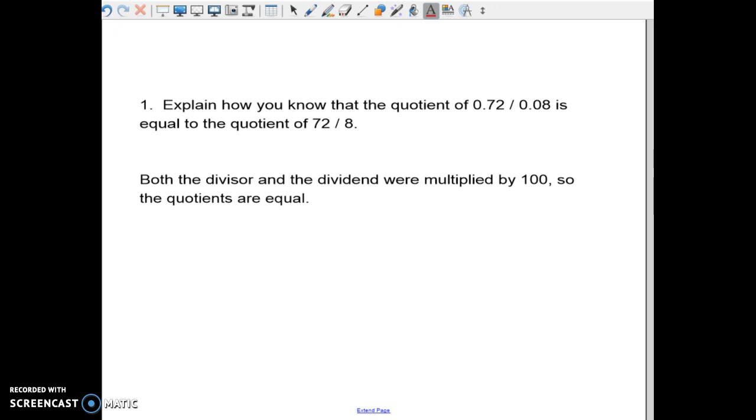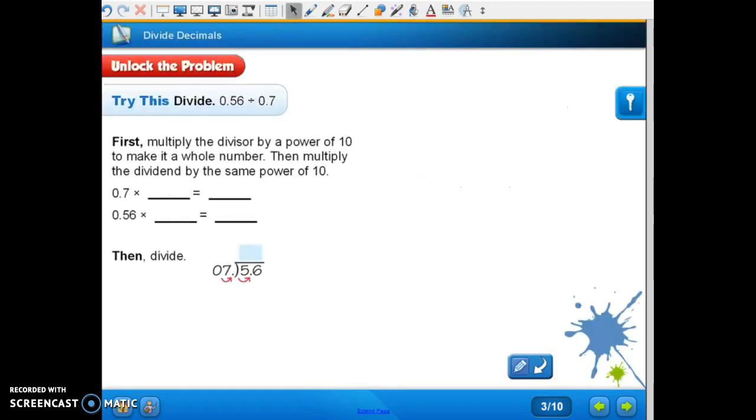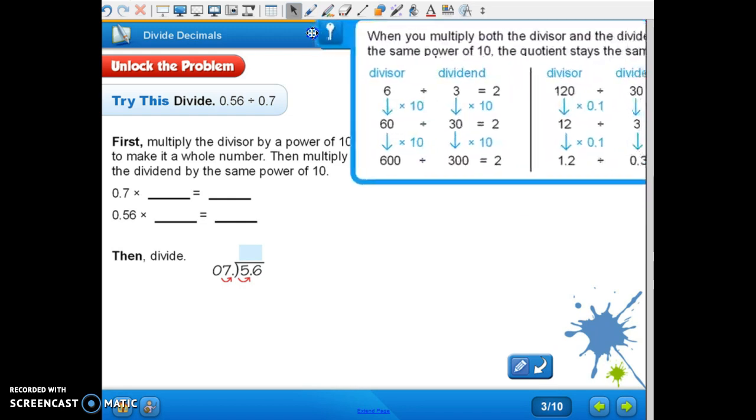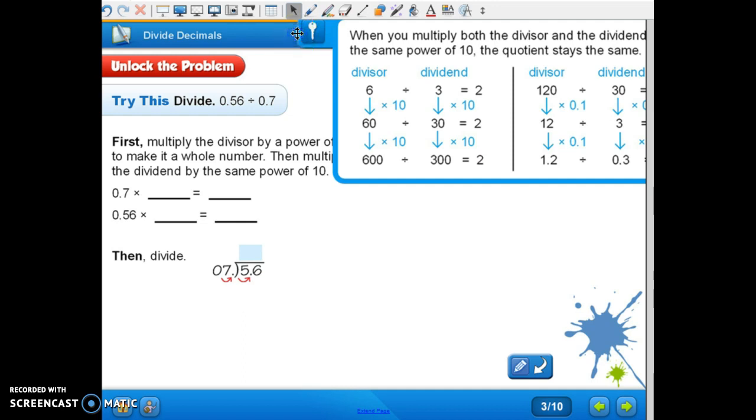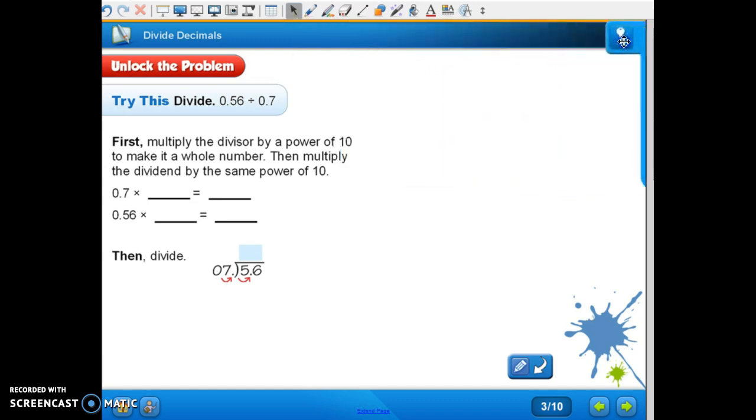So in this case, both the divisor and the dividend were multiplied by 100. So the quotients are the same. Okay, this is the try this at the bottom of page 223. See what our little help box says? Again, it shows that little chart where if we do multiply by 10 or tenths, and we do it to our divisor and our dividend, then our quotients will be the same. First, multiply the divisor by a power of 10 to make it a whole number. Okay, so the divisor is 7/10. What are we going to multiply that by to make it be a 7?